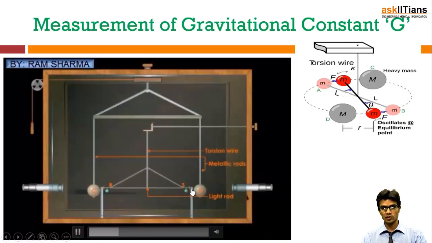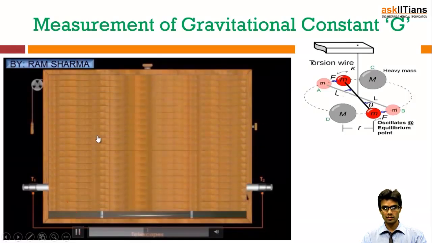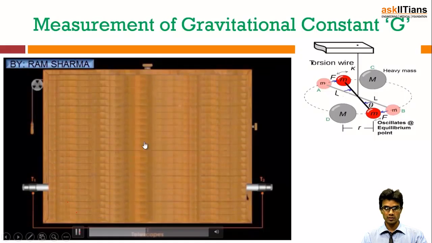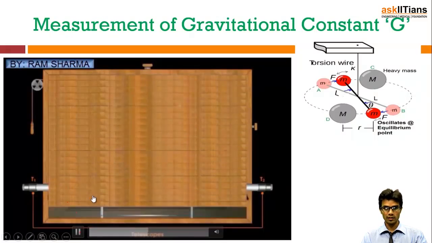RS is suspended using this torsion wire and this torsion head. Now PQ, light rod, RS and AB. This is the system which explains the measurement of the gravitational constant. Two telescopes are used to observe this system, and it is closed to avoid any error.